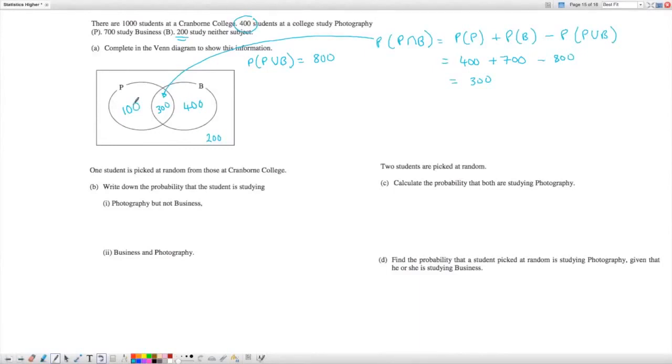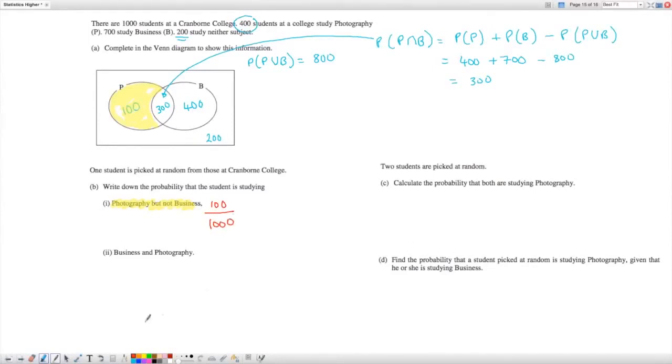Now we're asked for actual probabilities, so we're going to need to write our answers as fractions. First, write down the probability that the student is studying photography but not business. So photography but not business are all the students who are here in the yellow section. We cannot include the students in the middle because they study business. So we have 100 out of the 1,000 students.